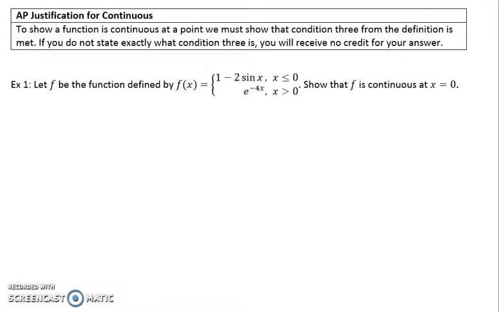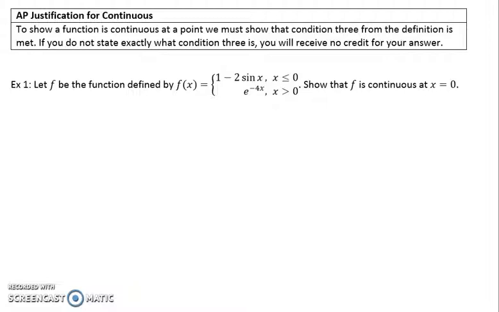So as far as AP justification goes, we can really get by with stating just condition 3, because condition 3 is a combination of the first two. Condition 3 can't be true if f of C doesn't exist. So condition 3 can't be true if condition 1 isn't true. Condition 3 can't be true if the limit doesn't exist. So condition 3 can't be true if condition 2 isn't true. So really, we just need to think about condition 3 for our AP justification. Now, please note, if you don't state exactly what condition 3 is on your AP exam, you are not going to receive any credit.